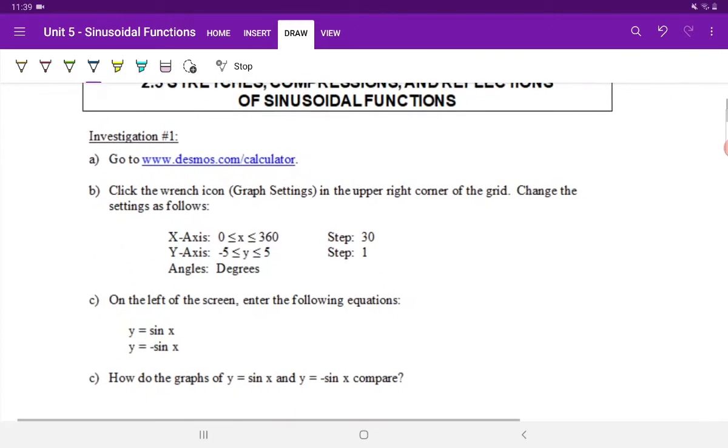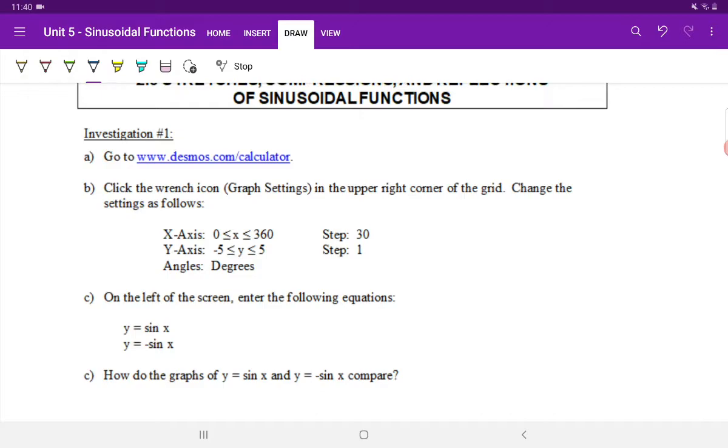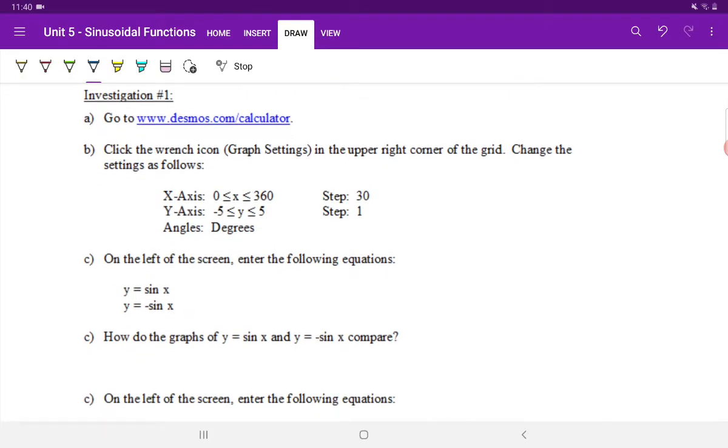To do that, we're going to go to Desmos and we're going to do a few investigations. So first thing, if we follow these instructions, we are actually going to look at the effect that the A value has. Forget about K, D, and C right now. We're just looking at the effect of having a value in front of our sine function.